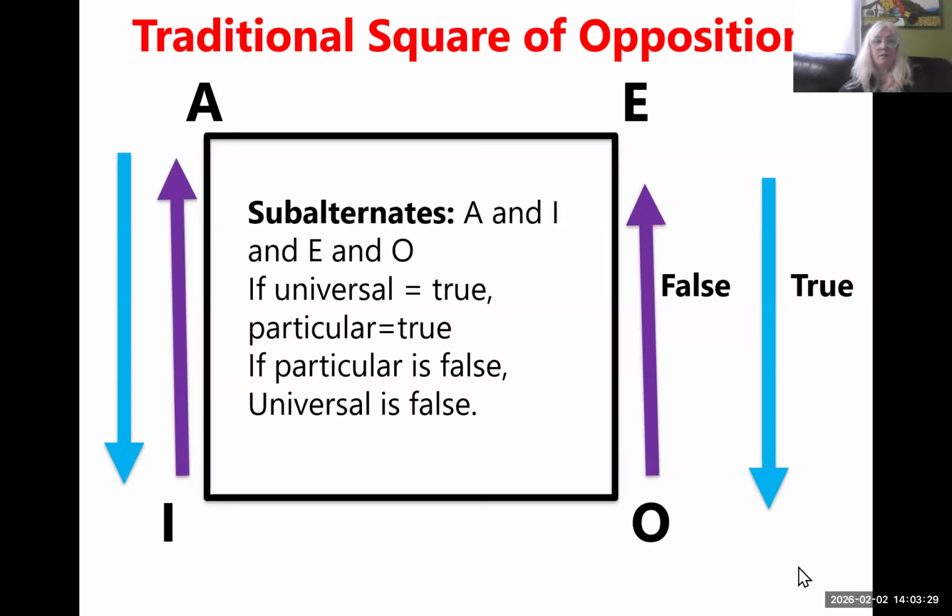Okay, so let's start with our subalternates. We can think of this as alternating. One goes one way, one goes the other way. So A and I and E and O are subalternates, meaning if we take existential import, the assumption that Aristotle makes, that A and E require that whatever they're talking about exists, then I and O have a particular relation. If A is true, I must be true as well. If E is true, O must be true as well. Now, on the other hand, if I is false, A must be false.